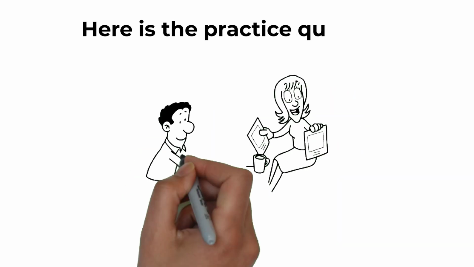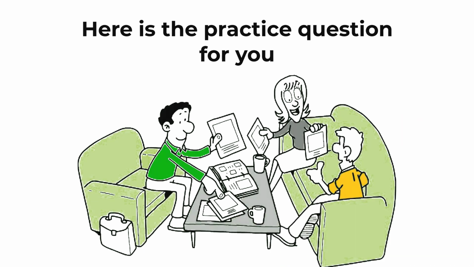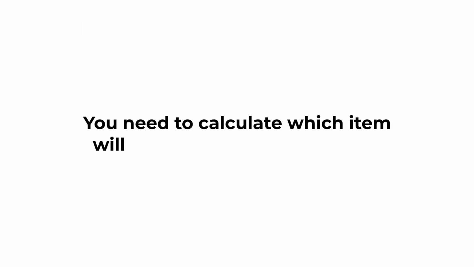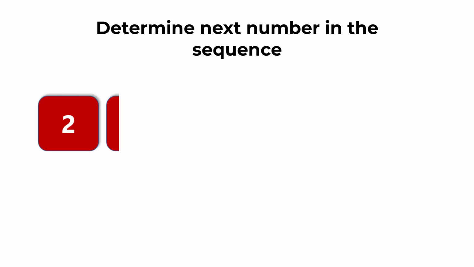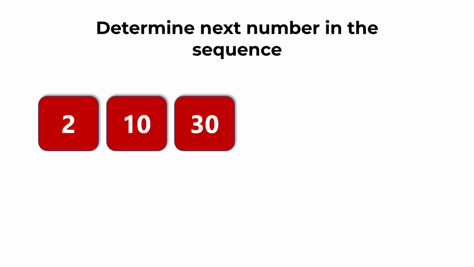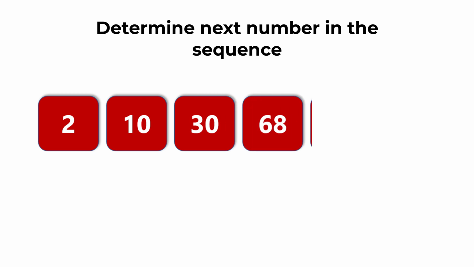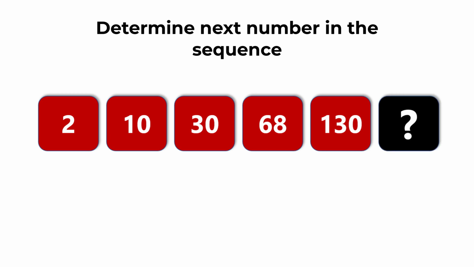And now, here's the practice question for you. You need to calculate which item comes next in the sequence. You're presented with the series of numbers 2, 10, 30, 68, 130, and you need to calculate which number comes next. You have 4 different choices.